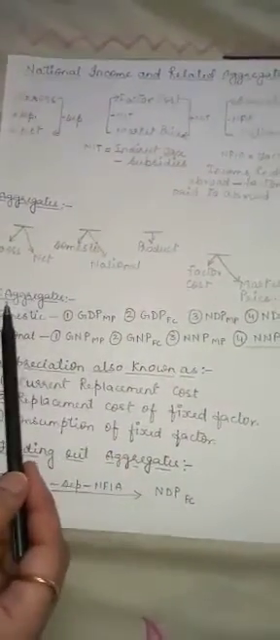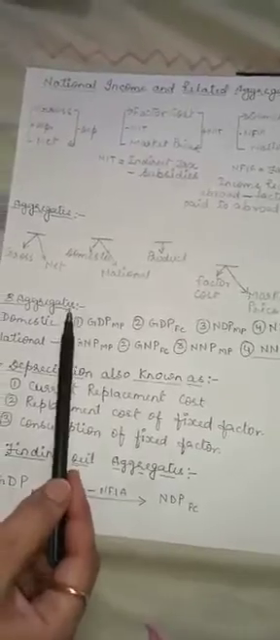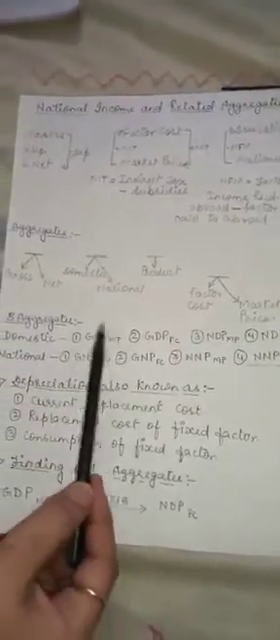Now we will discuss the aggregates. Actually there are 8 aggregates. 4 are of domestic level and 4 are of national level. And these aggregates are made out of 4 places. With the help of these 4 places, these aggregates are made. First, let us understand how these aggregates are made.